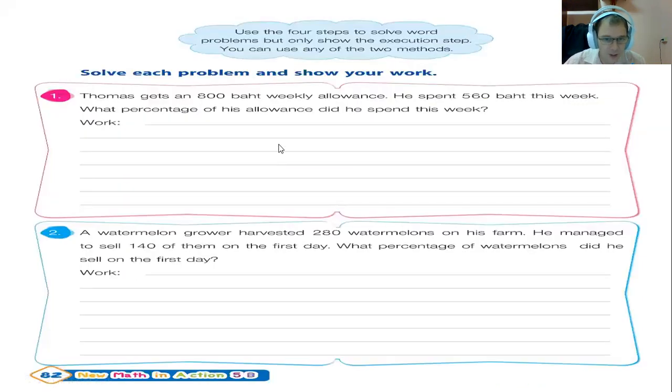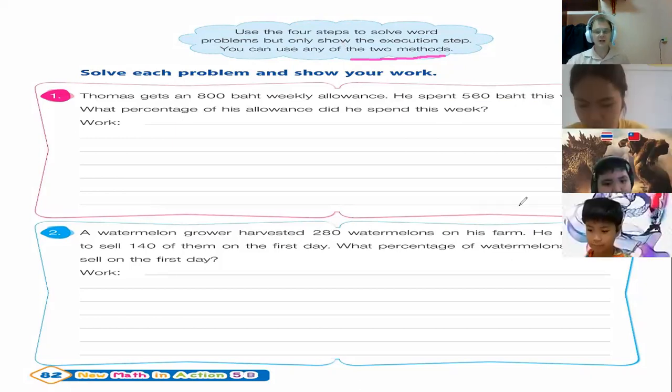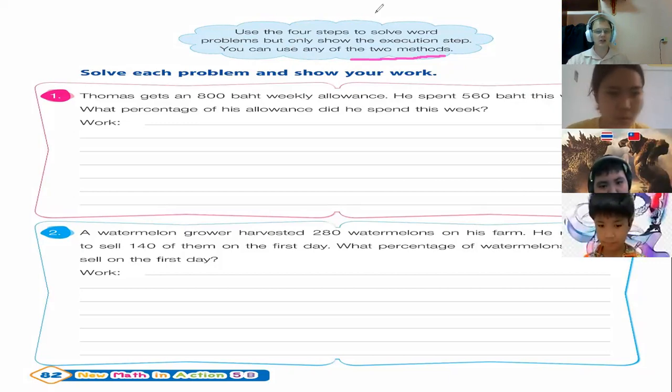So here's another example, but let's first look at some questions. Use the 4 steps to solve word problems, but only show the execution step. You can use any of the 2 methods. So let's read over here. And I want you guys to do this with me. So please pay attention. Also, look at how I mark the question so that you can do the same.